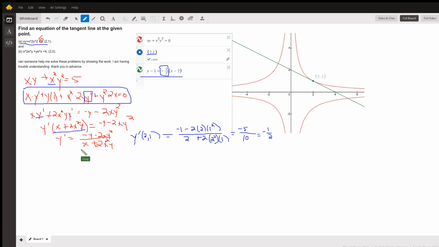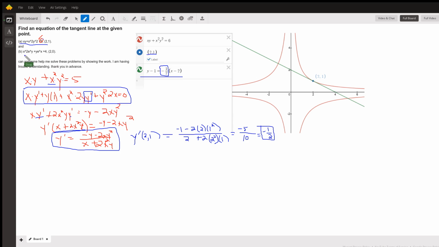So there's your formula for the slope of any tangent line to the curve at a given point on the curve. We see that 2, 1 is indeed on the curve, so we put 2 in for x, 1 in for y, we get -1/2. There's the equation of the tangent line, which you could put into slope-intercept form if you wanted to.